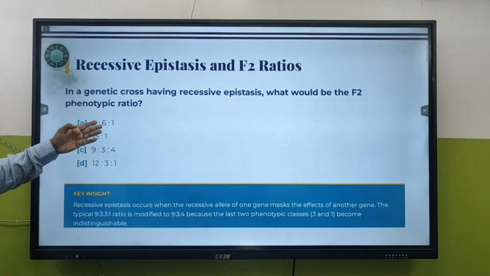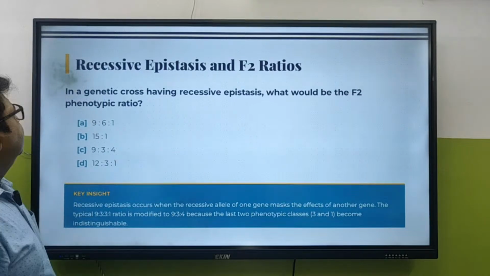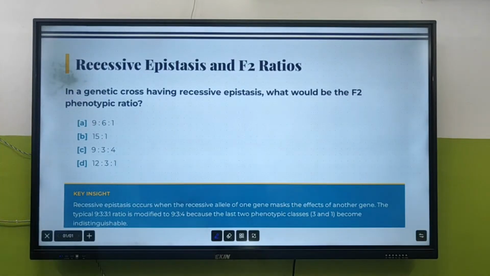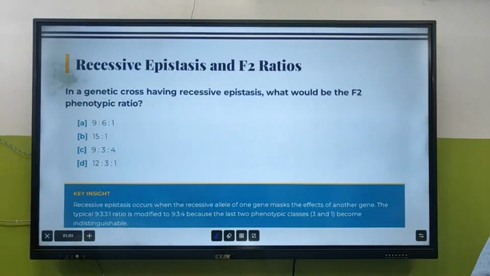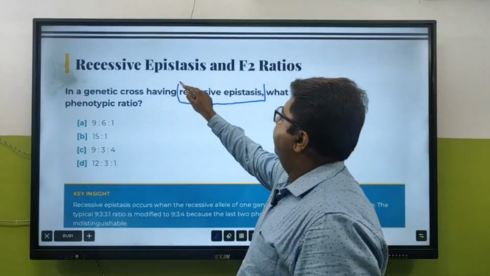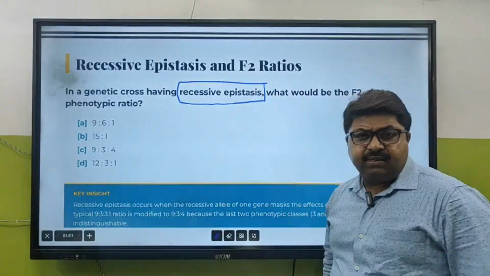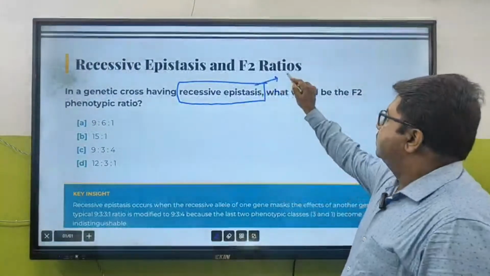Okay, can we do this? Recessive epistasis, we have already done it. Recessive epistasis at F2 ratios. Do the question. In genetic cross having recessive epistasis, what is the other term for recessive epistasis? Supplementary or complementary gene? Supplementary gene. So this is supplementary gene.